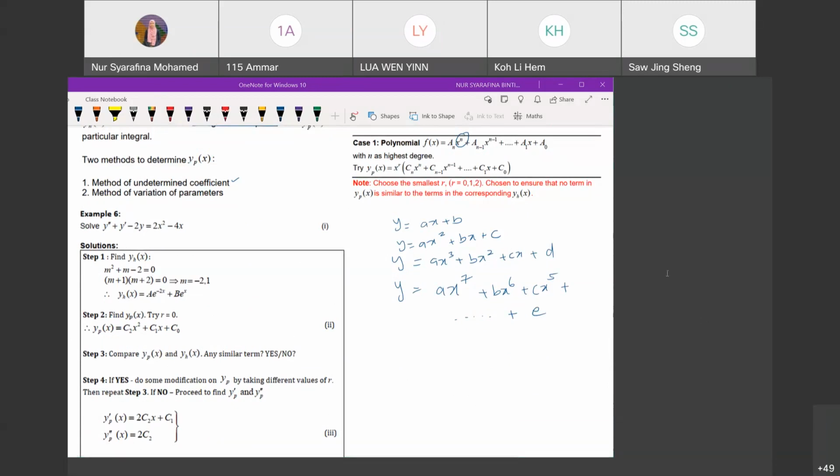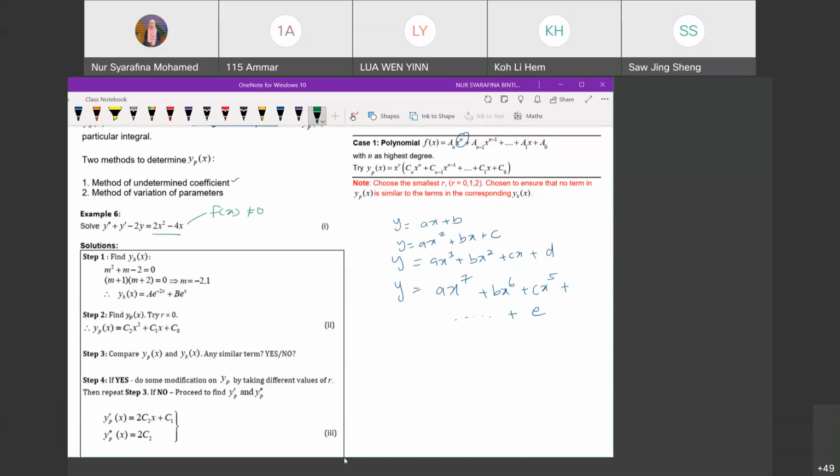Okay, so this is an example of a non-homogeneous linear second order differential equation. How can you know that it is non-homogeneous? Because there are functions on the right-hand side, where your f(x) does not equal 0. When your f(x) does not equal 0, then it is non-homogeneous. Then consider what type of function it is. This is 2x squared minus 4x, which is a quadratic, and a quadratic comes from the polynomial form.